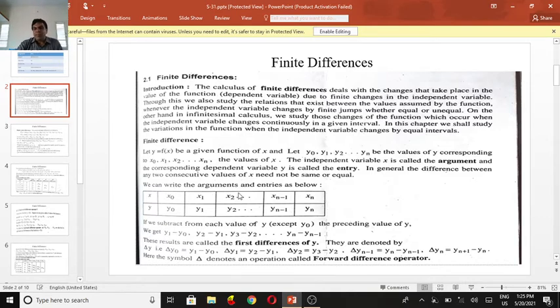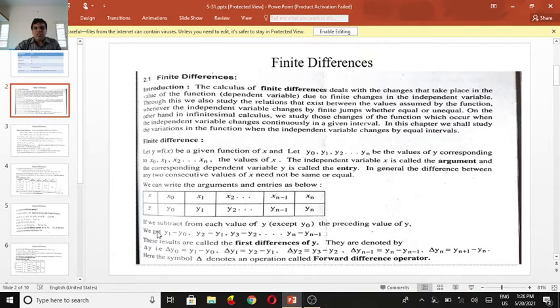If we take a table, we write the arguments and the entries as below. We take x and y: x changes to x0, x1, x2 and so on, with corresponding values y0, y1, y2, and so on, up to xn minus 1, yn minus 1, and xn, yn.